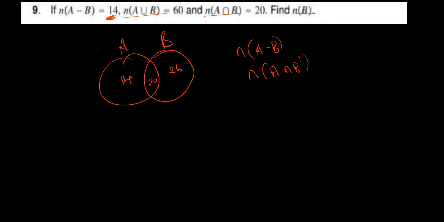So once you put 26 like that, then you say the number of B now should be equal to, you add these ones, so that will give you 46 like that. Okay, you are done.